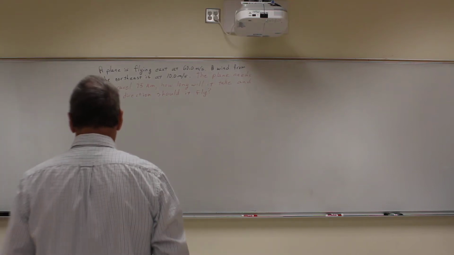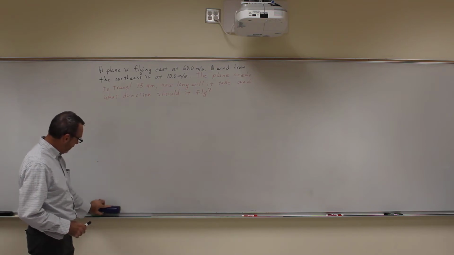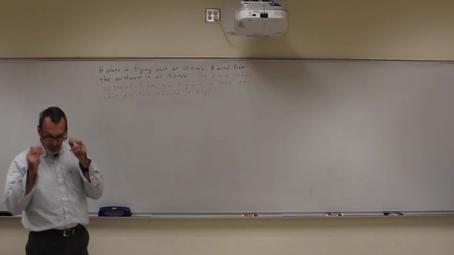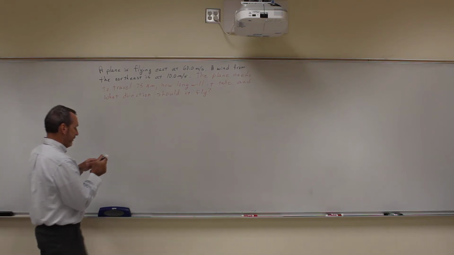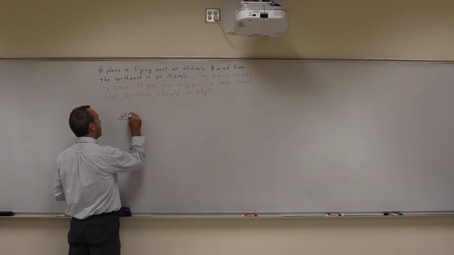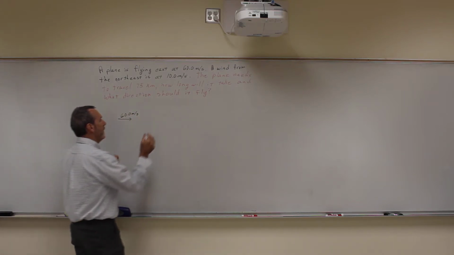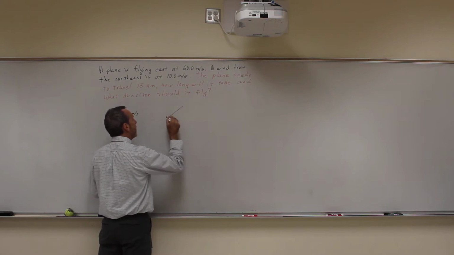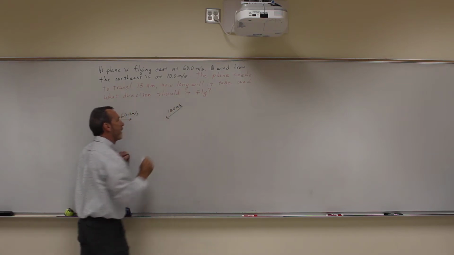All right, we're going to do one that's a little more involved, relative motion. So this is a plane. The plane is flying east at 60 meters per second. So the plane can go 60 meters per second, and it wants to go east. But there's a wind from the northeast, so the northeast at 10 meters per second.